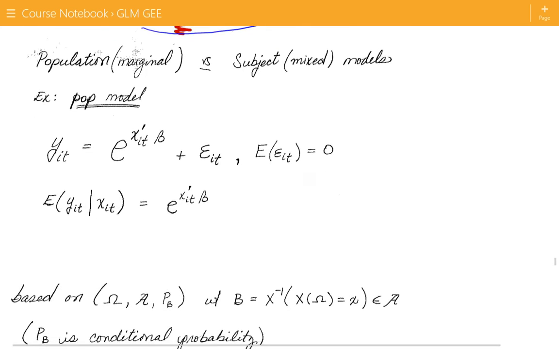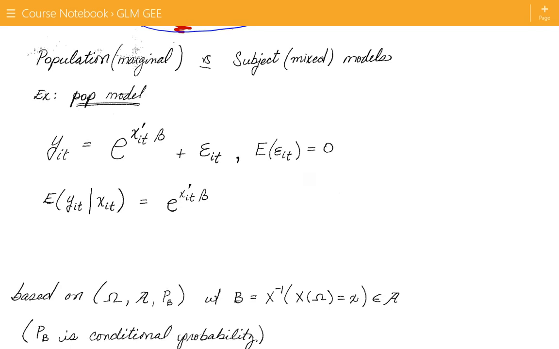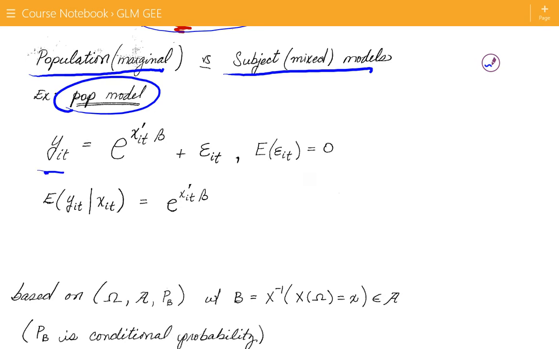Okay, now let's look at this problem a little bit differently. We'll look at it from the question of population models versus subject or mixed models. So a population model is a model, let's say, for example, where we would say some outcome Y_it has expected value of e to the x beta.